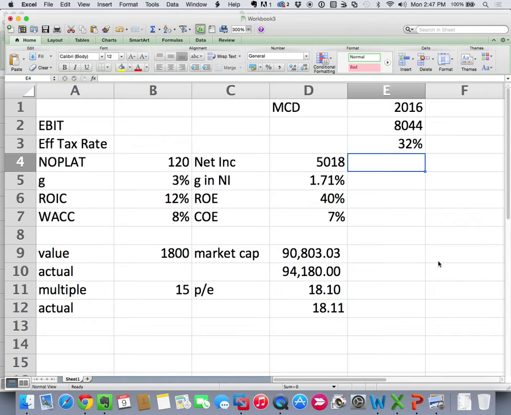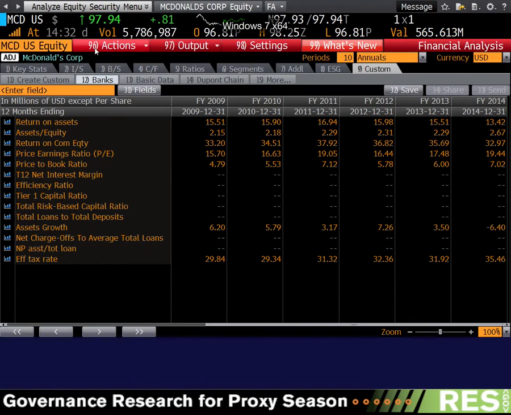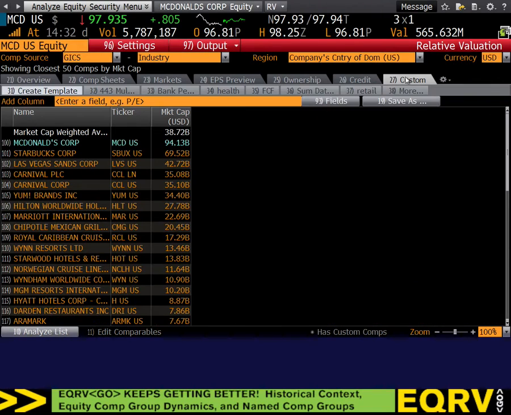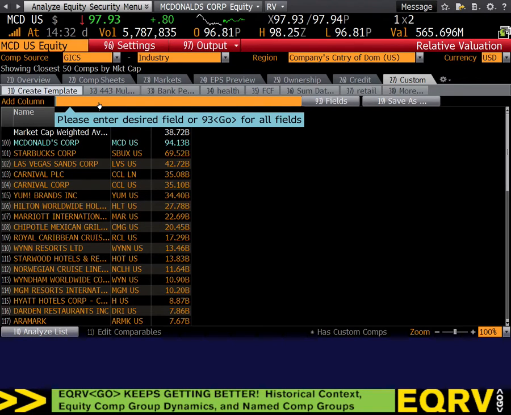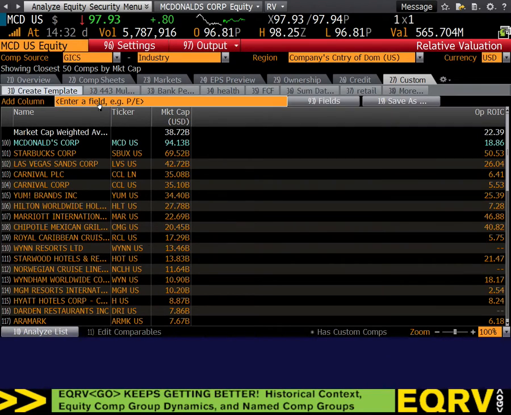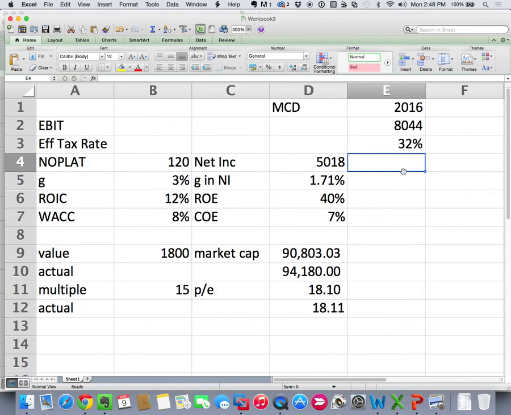Now, what else do I need to know? I need to know the EBIT, I need to know the tax rate, I need to know the G, I need to know the ROIC. Here we have to go back to the RV screen, just because Bloomberg won't let us use the custom field in the FA screen. It's annoying, but that's what they do. So if I add a column here, operating ROIC, from our custom fields, operating ROIC for McDonald's was around 19%. Now, their ROE was ticking up a little bit. So let's say that I think their ROIC ticks up a little bit, and I'm going to call that 20%.